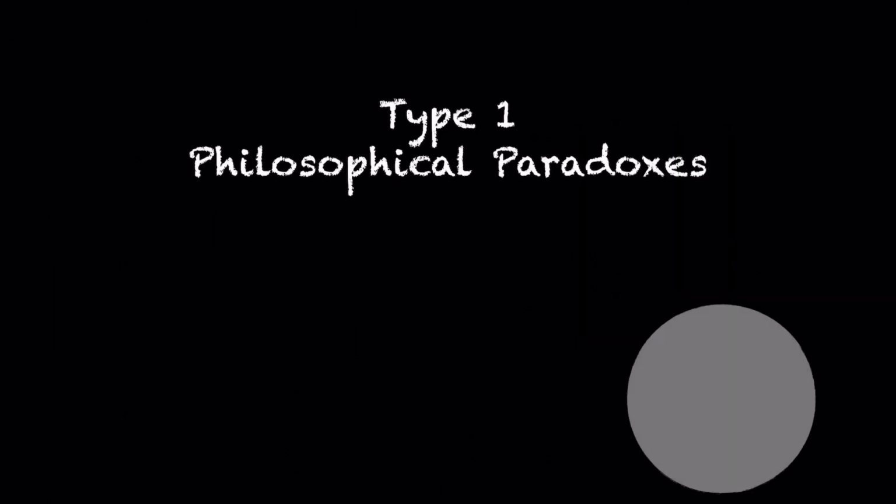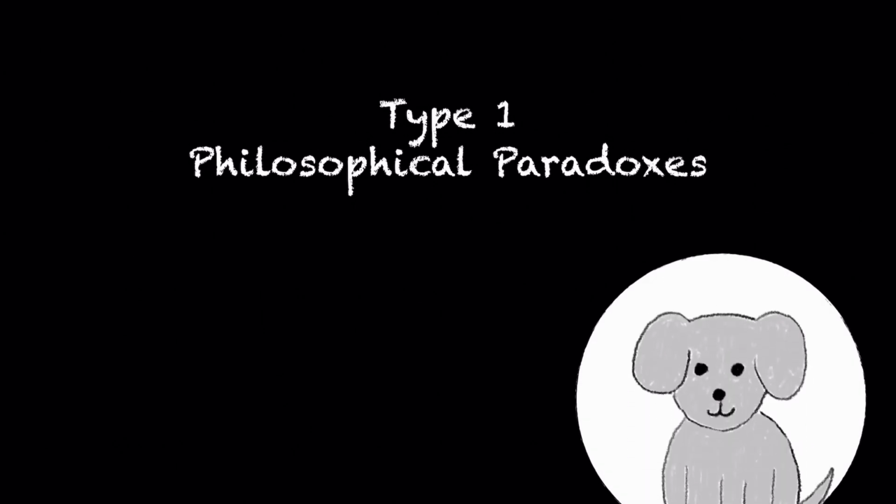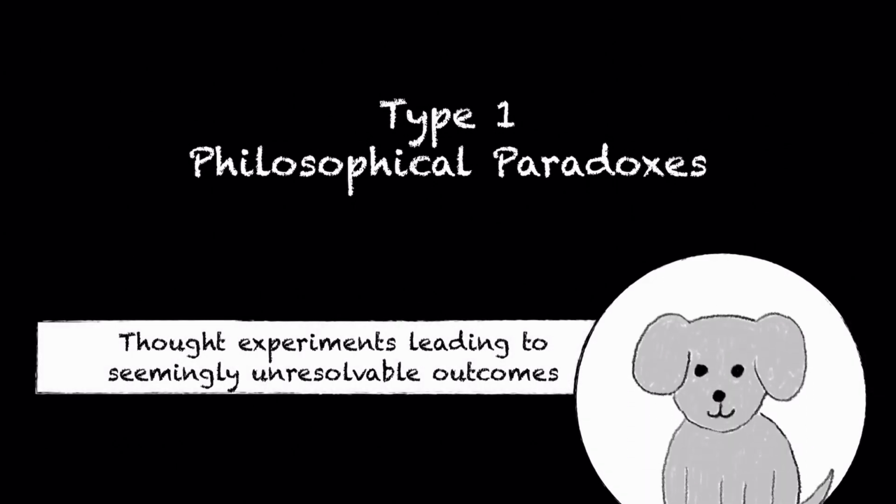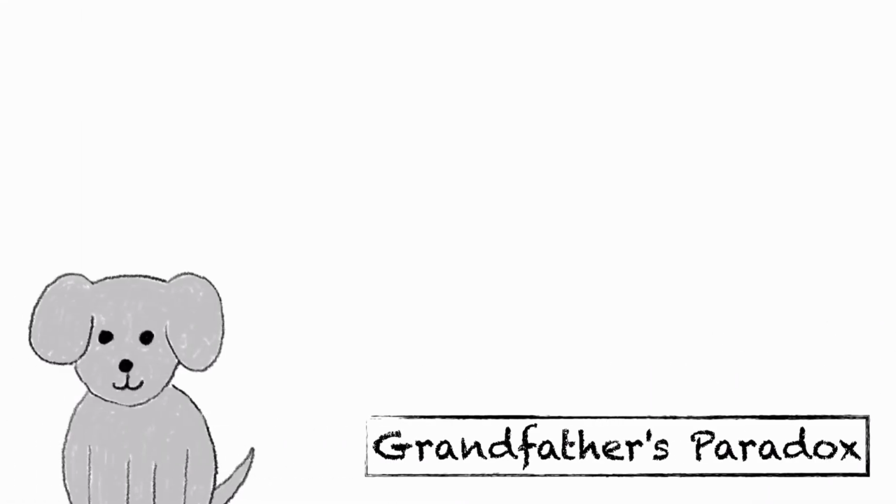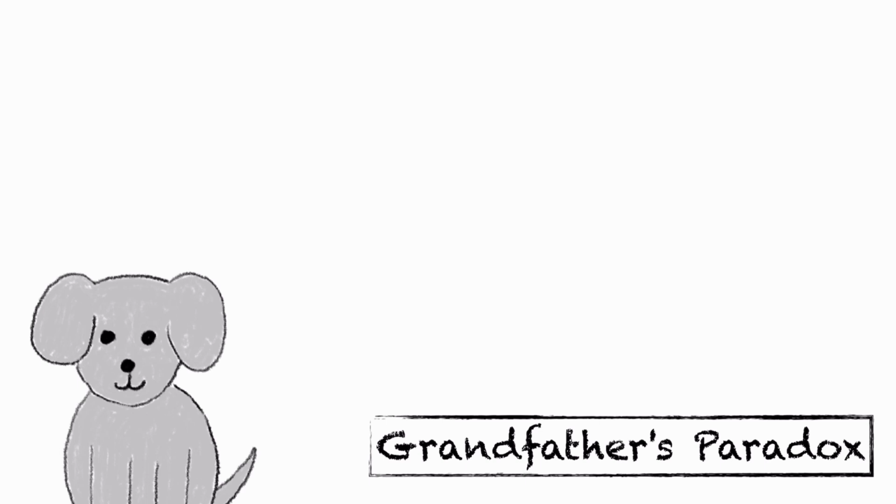Type 1. Philosophical Paradoxes, introduced by Flocky. We call a paradox philosophical if it is a thought experiment that leads to seemingly unresolvable results. Note that we do not mean unresolvable in a moral sense, as in moral dilemmas, but unresolvable in a logical sense. A good example of a philosophical paradox is the grandfather paradox.